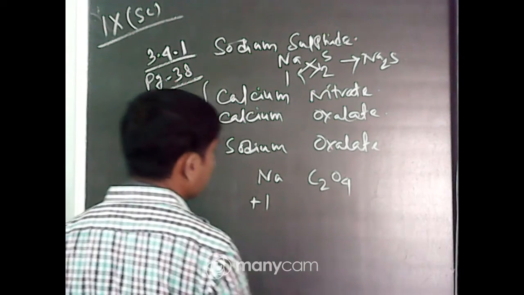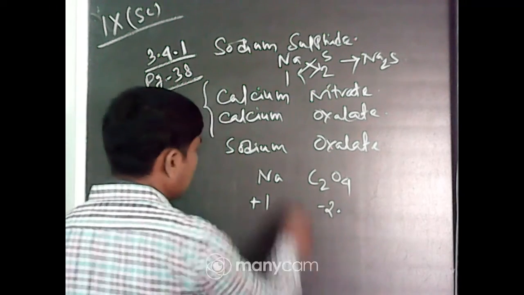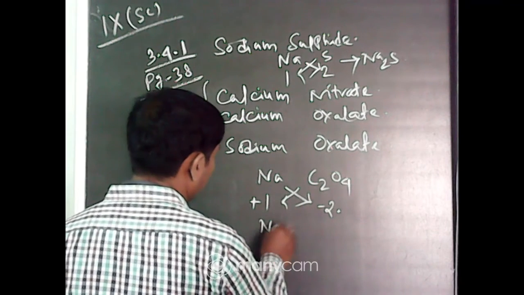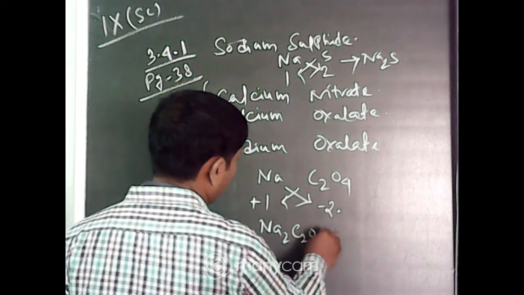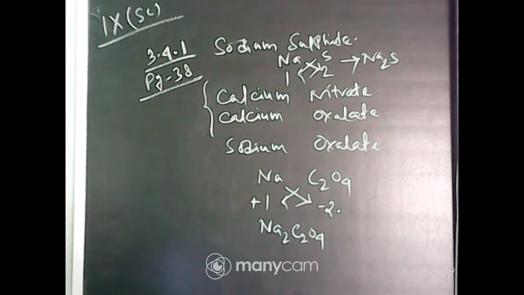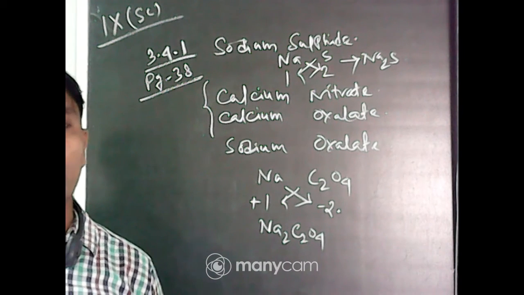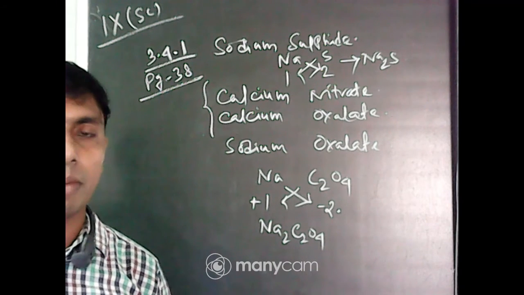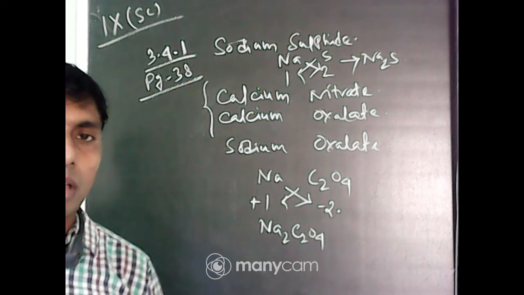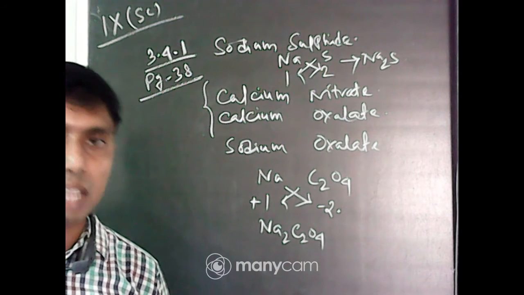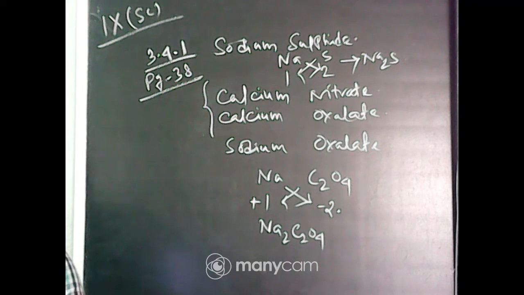Sodium is +1, oxalate is -2, so it will be Na2C2O4. Okay, so you will practice some simple formulas: calcium bicarbonate, calcium carbonate, sodium bicarbonate, sodium carbonate, sodium sulfate, sulfide, thiosulfate, those which were on the chart, especially the NCERT questions.